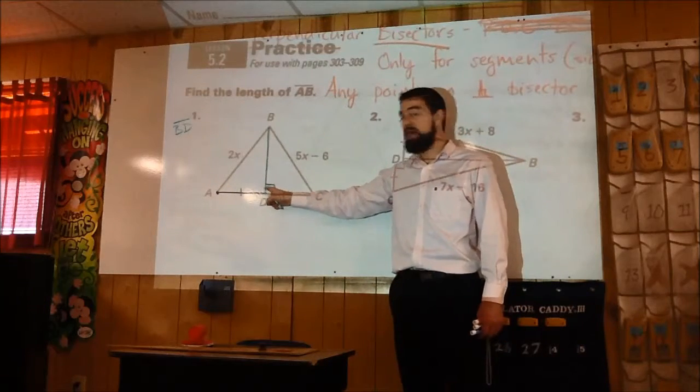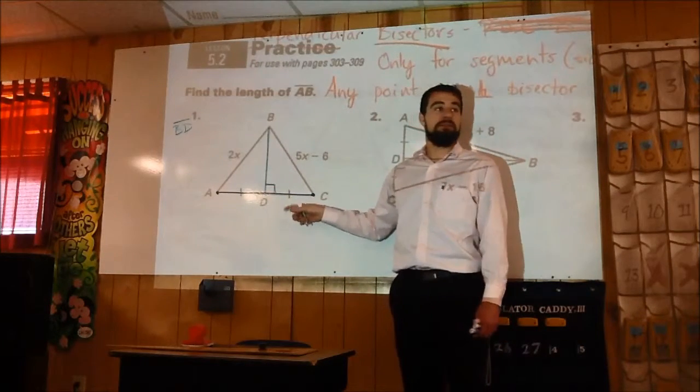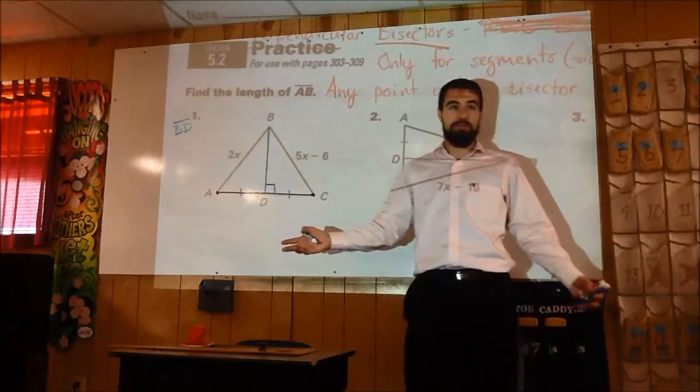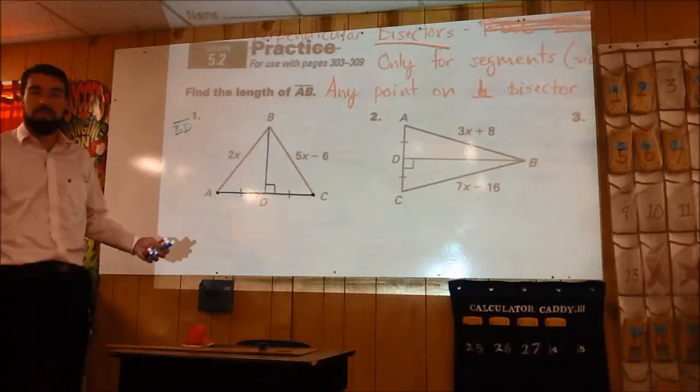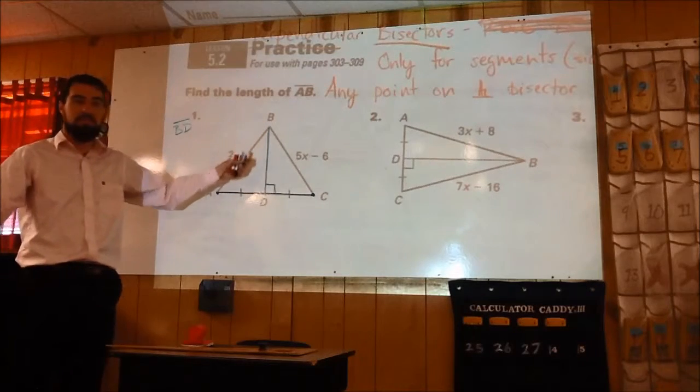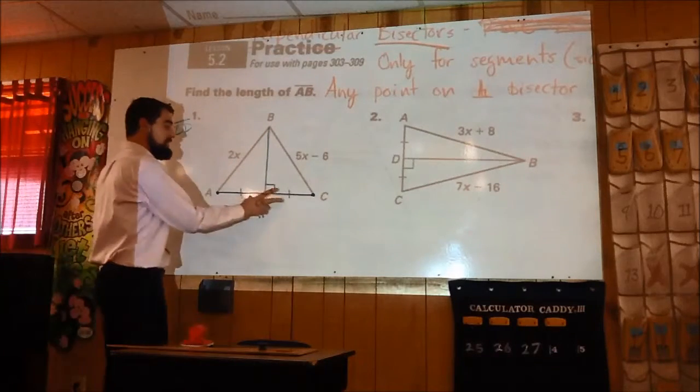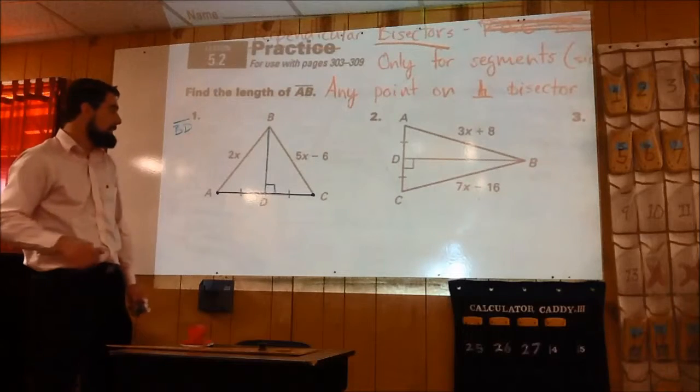Perpendicular, and it's bisecting, so it's the perpendicular bisector. Okay? It's not a mid-segment. It's not connecting two midpoints. We don't know if point B is a midpoint, but it is perpendicular and is bisecting, so it's a perpendicular bisector.